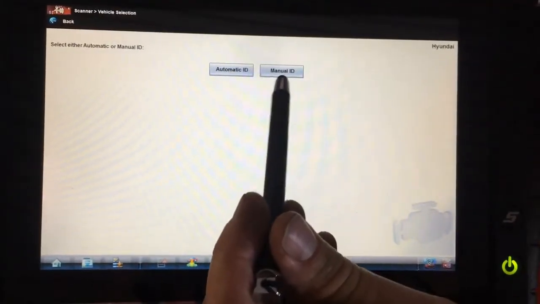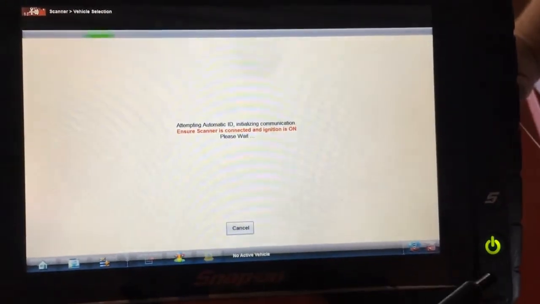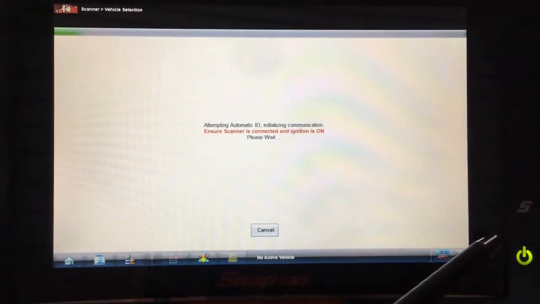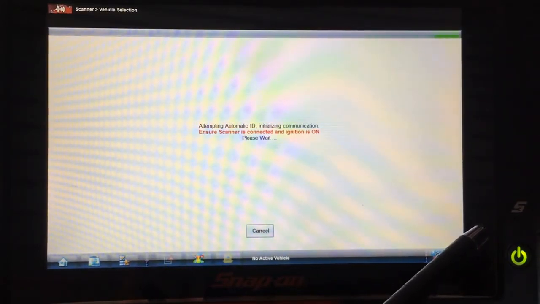All right, so instead of doing the manual ID, we're going to try the automatic ID. And then it'll take a couple seconds and it'll tell us what the car is. So it's communicating with the car right now. And hopefully it'll tell us that's a 2007 Hyundai Santa Fe 2.7 liter.